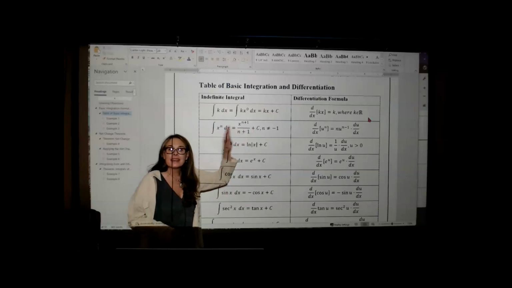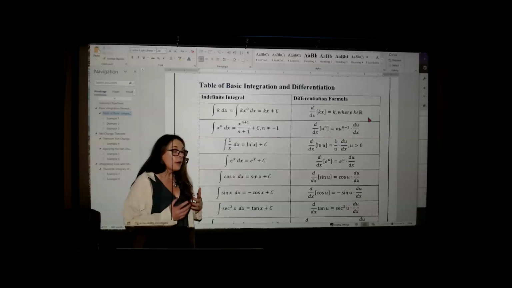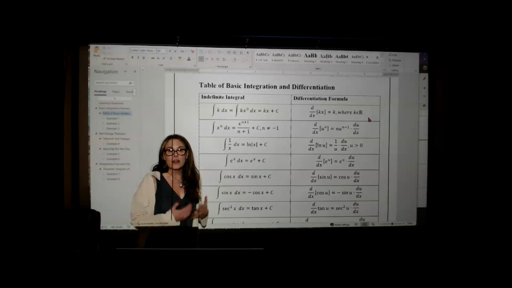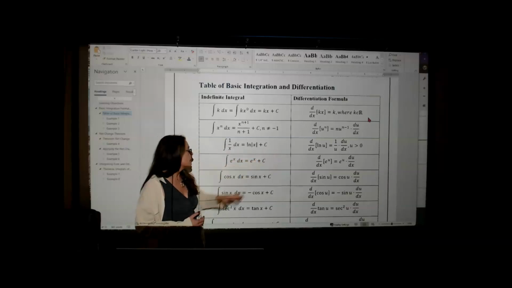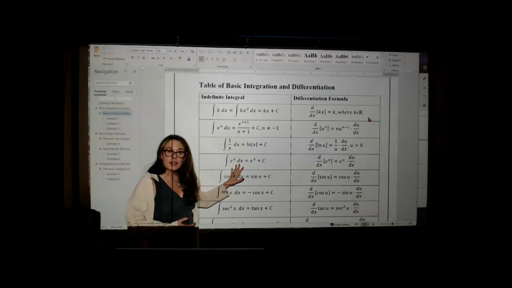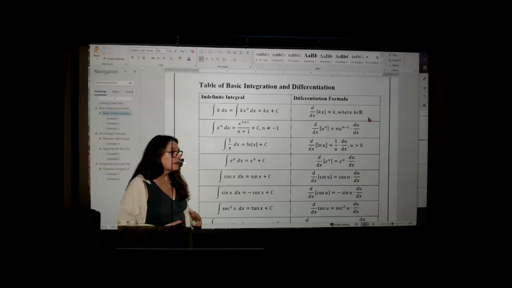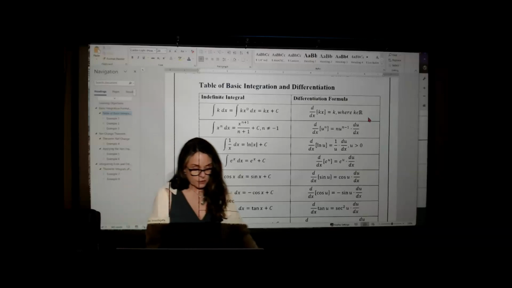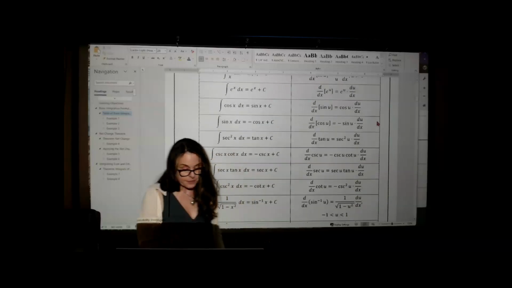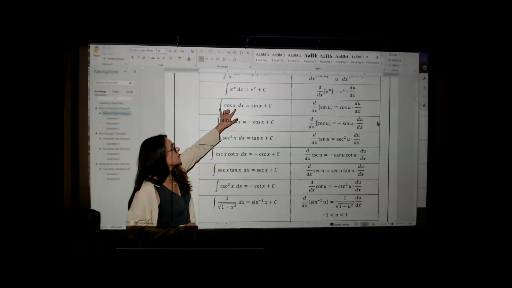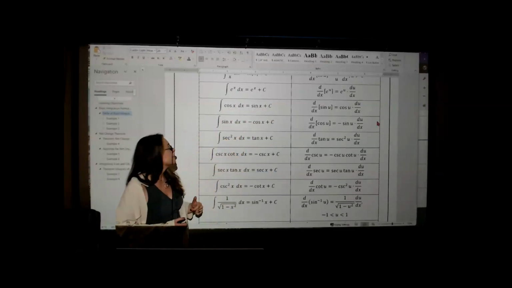This works for everything except 1 over x, or x to the -1. You have that, it's natural log of the absolute value of the argument, which you can see here in the next line. The integral of e to the x dx is e to the x plus the constant of integration. Next, we have a series of trig integrals. The antiderivative of cosine is sine. And this tells us that the integral of cosine is positive sine x plus the constant.